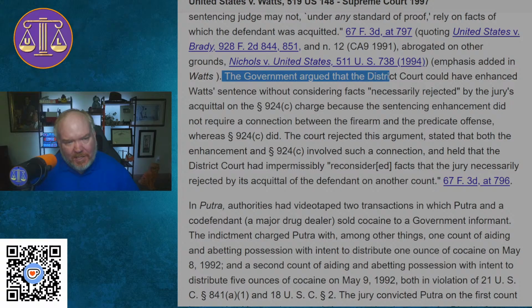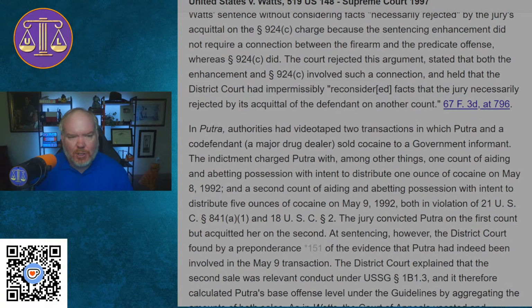The government argued the district court could have enhanced the sentence without considering facts necessarily rejected by the jury's acquittal, because the sentencing enhancement did not require a connection between the firearms and the predicate offense. The court rejected this argument, stating that both the enhancement and the relevant law employed the connection, and held the district court impermissibly reconsidered facts the jury necessarily rejected by acquittal.